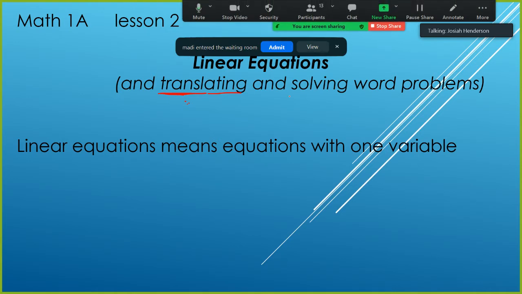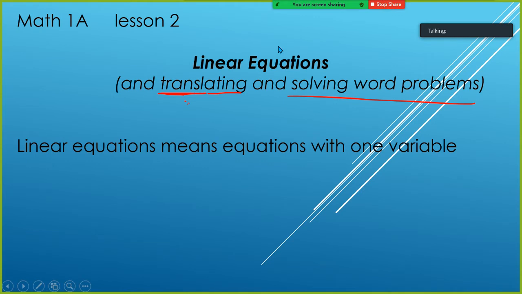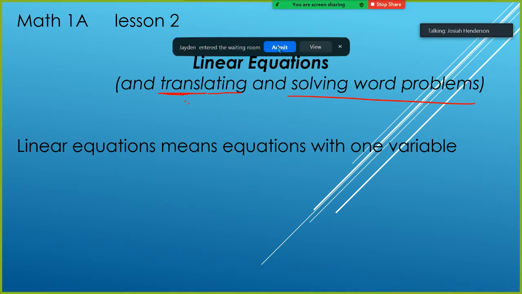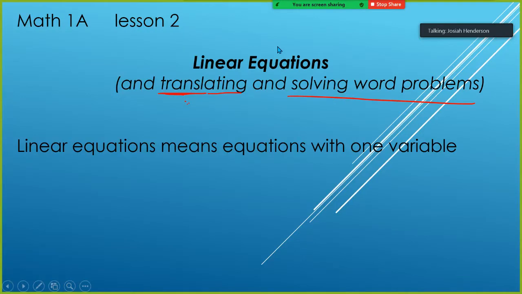Translating and solving word problems. So, whenever you see linear equation, what that means is just an equation with one variable. So there's going to be one letter, like X or Y or A or B, that we're solving for. So when we get to the end, it should say X equals something, A equals a number, something like that.